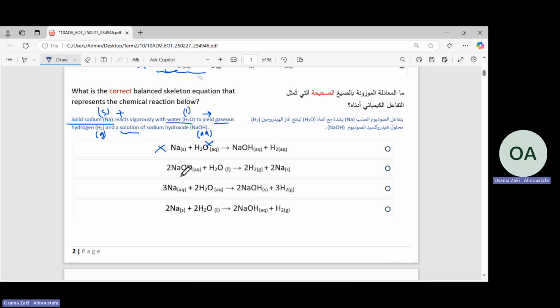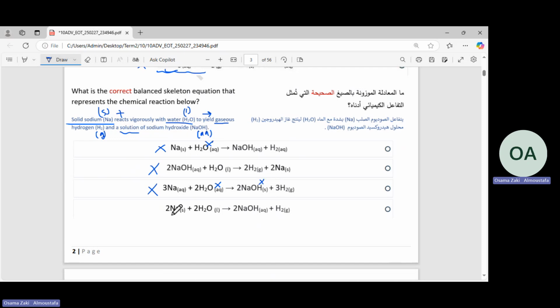Here they said NaOH plus H2O, but the reaction is not between NaOH and H2O. The reaction is between Na and H2O, so this is not a correct equation. Na and H2O, okay, but Na is aqueous here, but it is solid, so this is not correct. And by the way, look at water, aqueous is not correct because this is liquid. Here we have NaOH, which is solid, but NaOH is AQ, and also not correct.